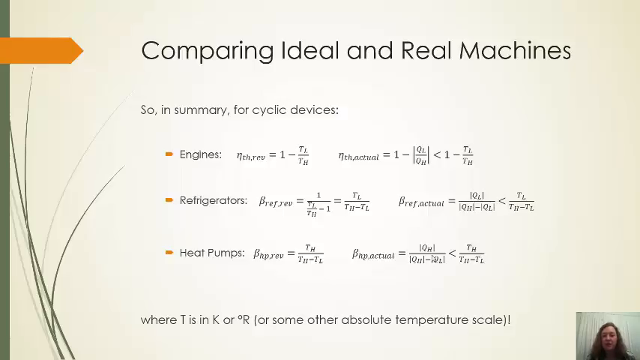Now this will not be limited to be between 0 and 1. This will be a number greater than 1. And an actual one is going to be QL over QH minus QL, and it's always less than that reversible coefficient of performance. Heat pump, similar formula. But all of these require that we use an absolute temperature for the T.